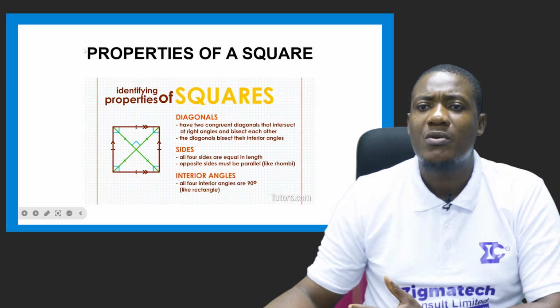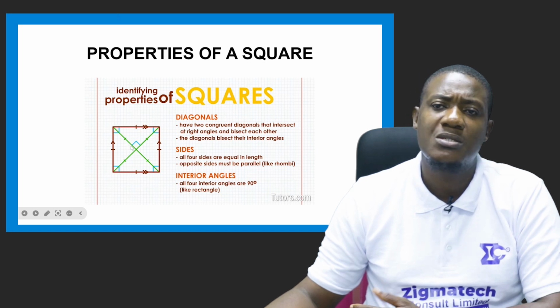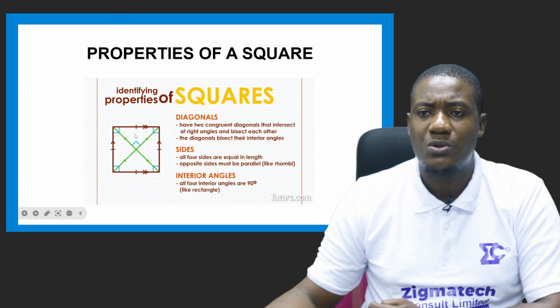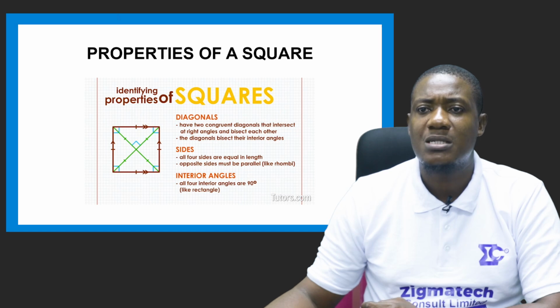Okay, so for a square, you can see from here that the diagonals bisect each other at angle 90 degrees. That's what we see obviously about a square. It's important you know this about a square. It's very, very important you know it.